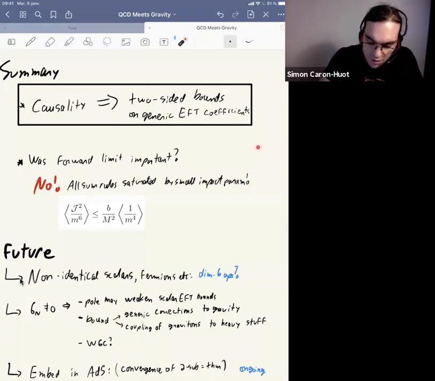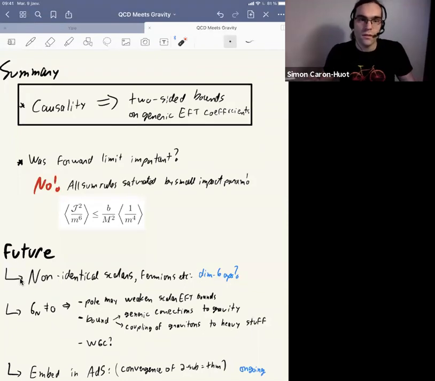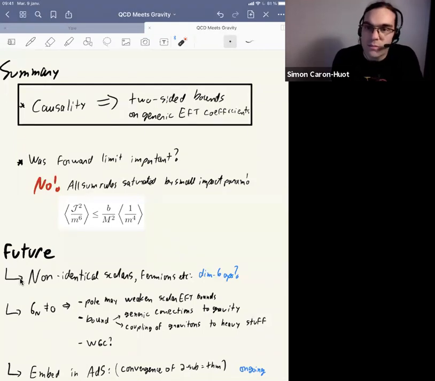A technical comment. At intermediate steps, we study the forward limit because that's what everybody does. But then what we learn from the analysis is that all the sum rules are actually saturated by small impact parameter. So expanding around zero momentum is really superfluous. And we expect that if we repeat the analysis with a more clever setup that does small impact parameter scattering, we're going to get the exact same bounds, because the sum rules are saturated by that region.